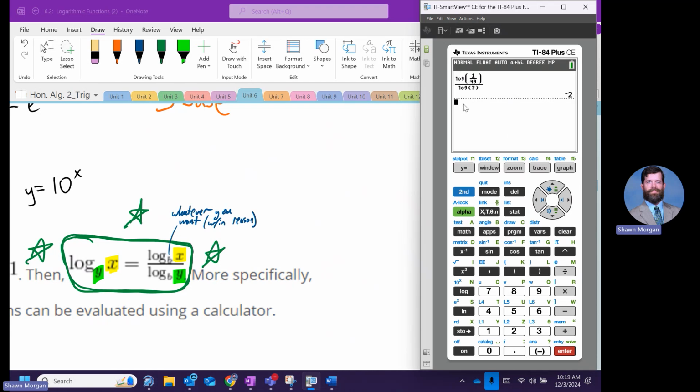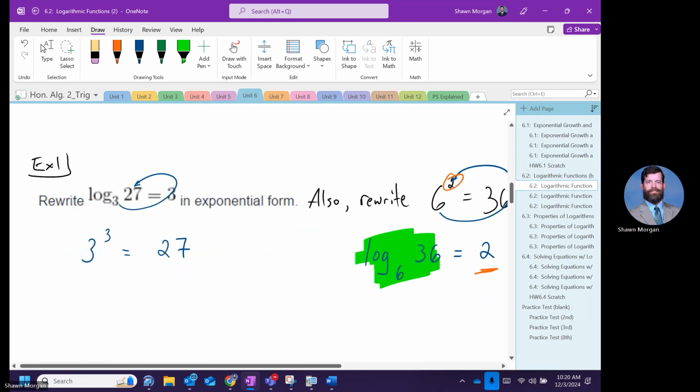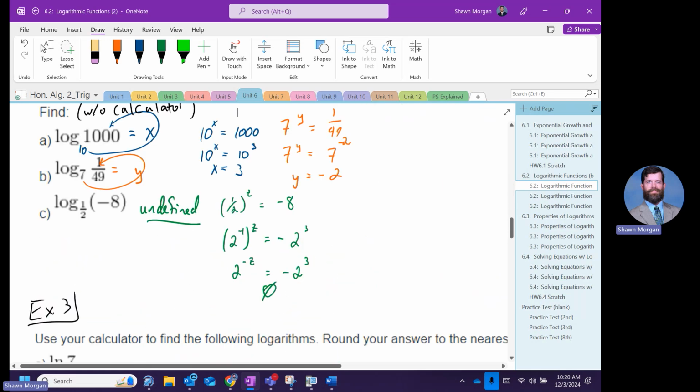Now that's using the common log. Guess what else I could use? I could use natural log. I could say the natural log of 1 over 49, close parentheses, and then the natural log of 7, and get that same value. So what is the graph of log of x over log of x? It would be just one horizontal line, log x over itself. So even if you've got an older calculator, that's where you would use your change of base formula to plug that in.